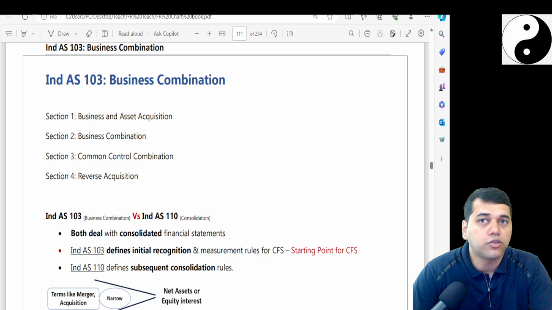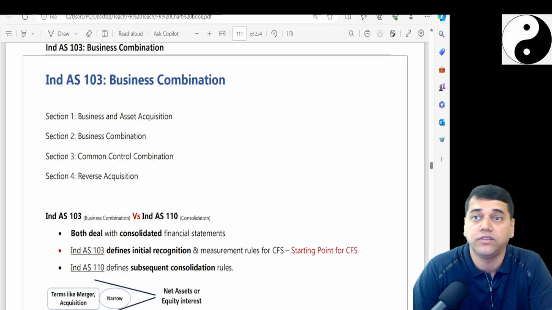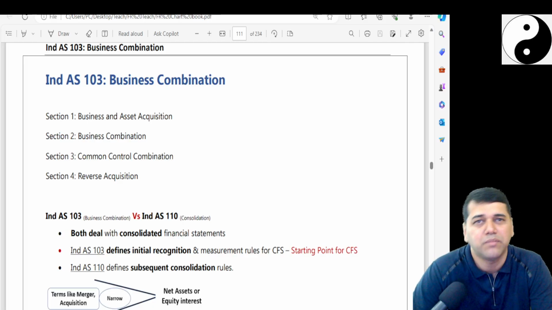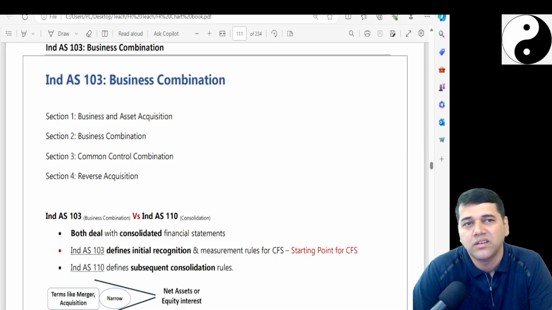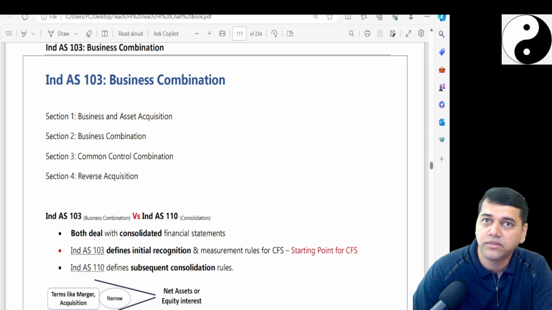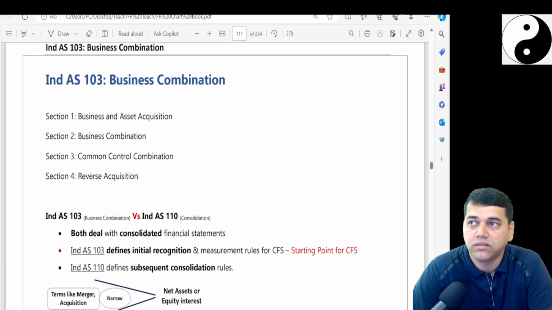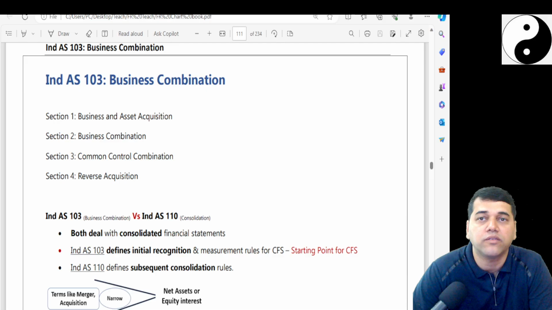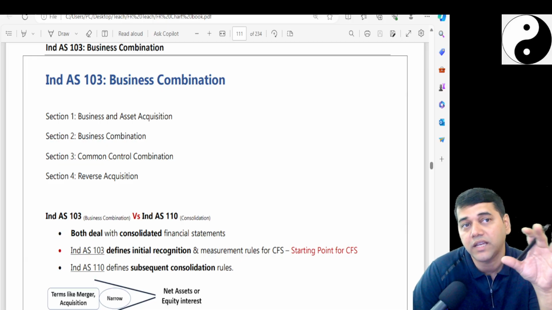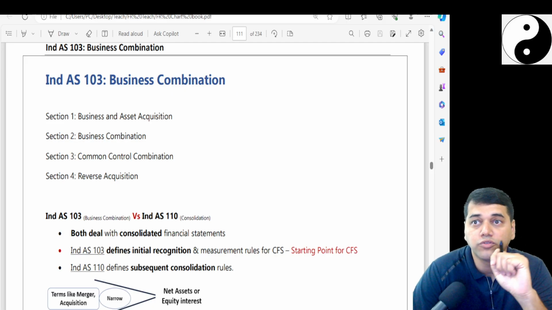Now what we are going to talk about in this particular standard is business versus asset acquisition, because today there are cheating manipulations everywhere. They acquire the assets and call it business combination. They acquire the business and call it asset acquisition, because the accounting is going to be different. In business combination, goodwill is going to come. In asset acquisition, goodwill is not going to come. So how do you differentiate whether assets are acquired or a business is acquired? That is what you should know first.